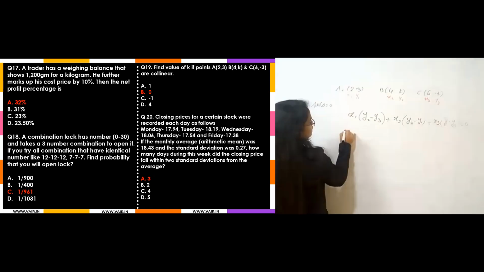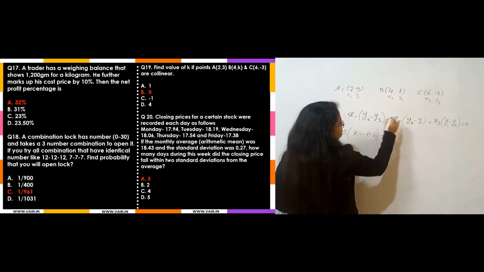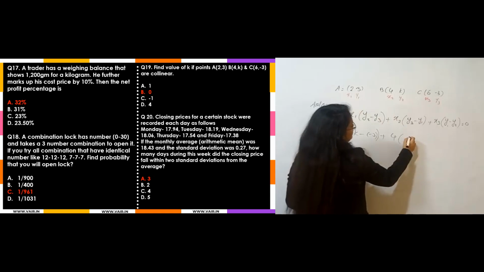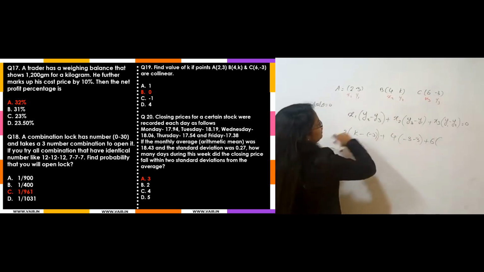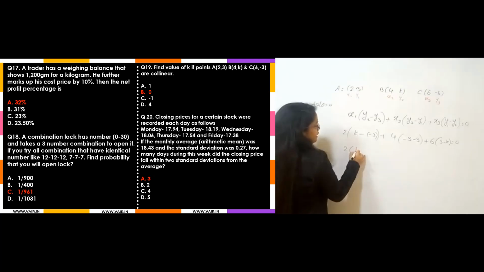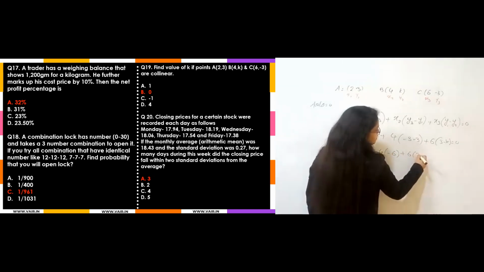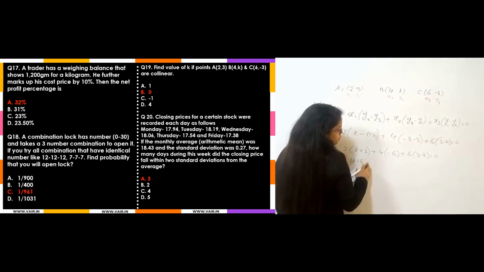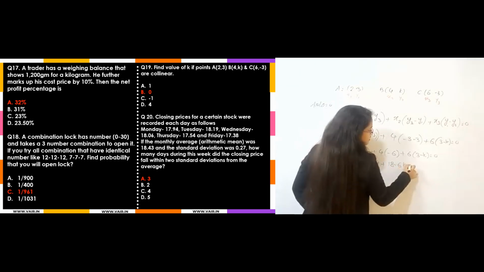So what is the x1 here? 2, in bracket y2 minus y3, which is k minus 3, plus x2 is 4, in bracket y3 is minus 3, y1 is 3, so minus 3, plus x3 is 6, y1 minus y2, that means 3 minus k, equals 0. So let's solve it. 2 in bracket k plus 3, plus 4 in bracket minus 6, plus 6 in bracket 3 minus k is equal to 0. So 2k plus 6, minus 24, plus 6 3s are 18, minus 6k is equal to 0.